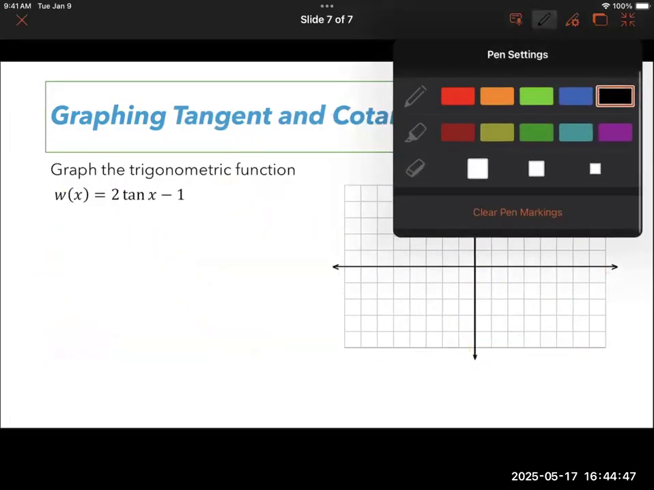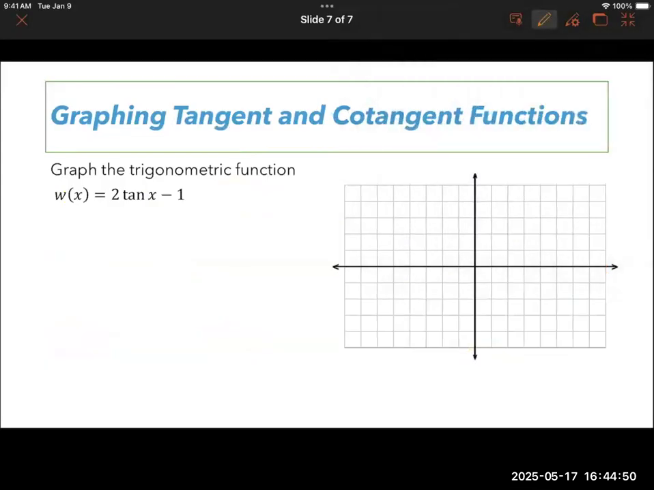Finally, with tangent and cotangent, I actually kind of recommend the same thing. We know that tangent and cotangent can be rewritten as sine of x over cosine x, or cosine x over sine x. And so again, since we already know how to graph sine and cosine, and we will be getting better and better and better at sine and cosine, I'm just going to use that to figure out how to graph my tangents and cotangents. Okay, so here's what I mean by that. In this case, we're looking at the tangent function.